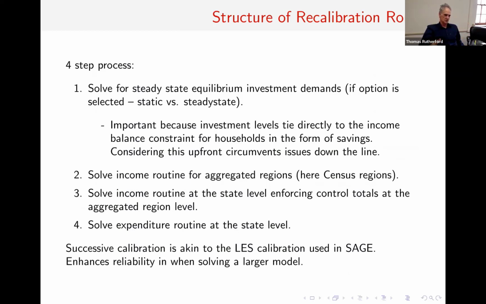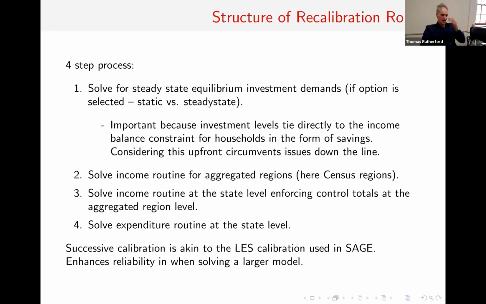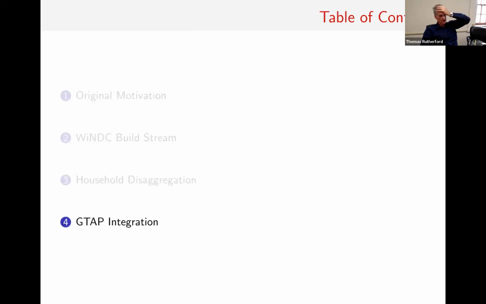We do this subsequent sort of calibration. Doing this, we found this was a more robust way than trying to solve everything in one go. So that's where we were at the end of last year, by September, and then we started to think about trade at that point, and that's where we come into GTAP. And so this is much more recent stuff that we've been working on in this group.